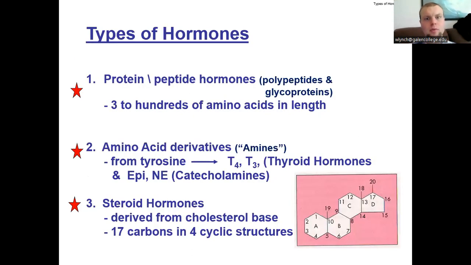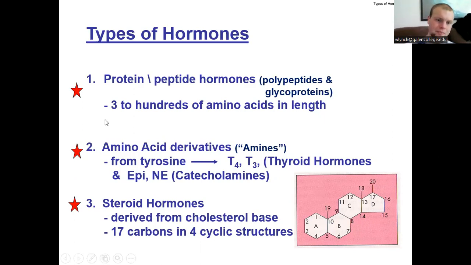We have three types of hormones that we talk about. Hormones are almost always going to come from some sort of protein backbone. So we have protein or peptide hormones, we have amino acid derivatives, which are also known as amines, and then we have the subgroup of steroid hormones. All steroid hormones are derived from cholesterol molecules.